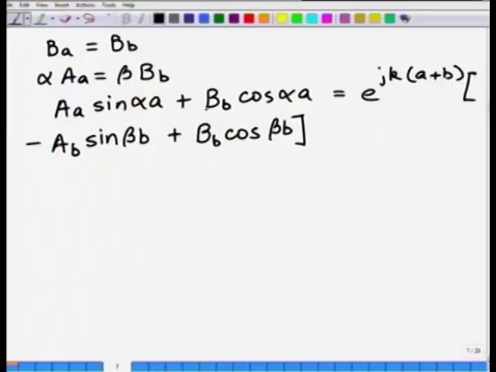Okay, so, let us just correct this equation. There is an error here. This should be B_A here. So, that is the correction in here. All right. Okay, so, this is the third equation.